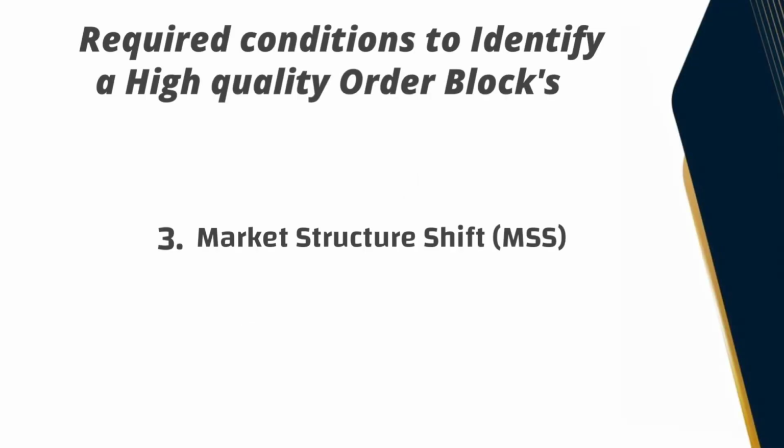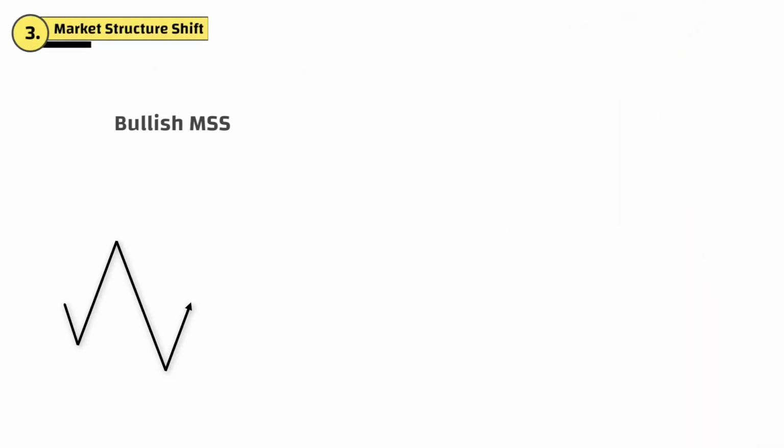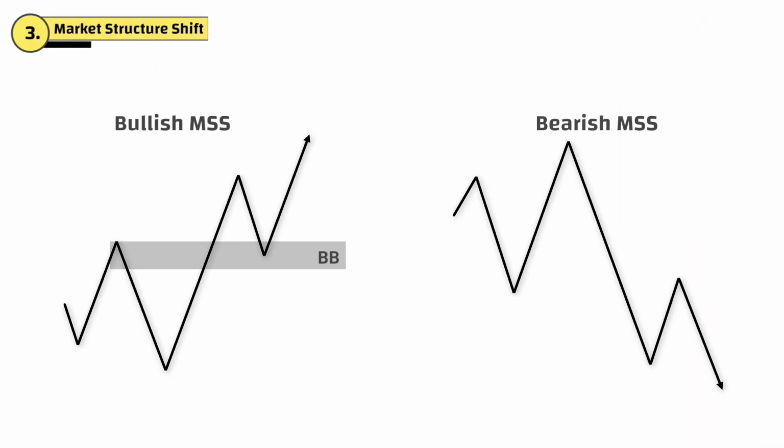The last factor to consider is market structure shift. The market structure shift is the confirmation stage. In a bullish breaker, price must break above the last lower high. In a bearish breaker, price must break below the last higher low. This shift confirms that the previous trend sequence has been invalidated. Without a clear break of structure, you are trading anticipation rather than confirmation. The breaker block is only valid after structure has shifted.